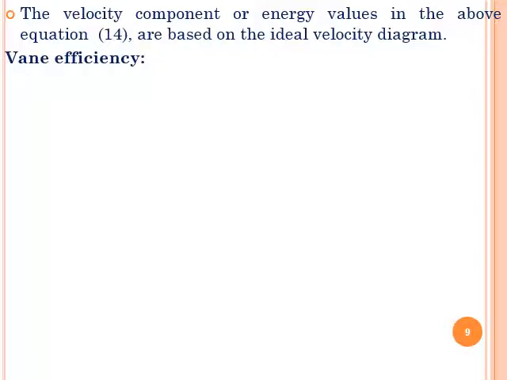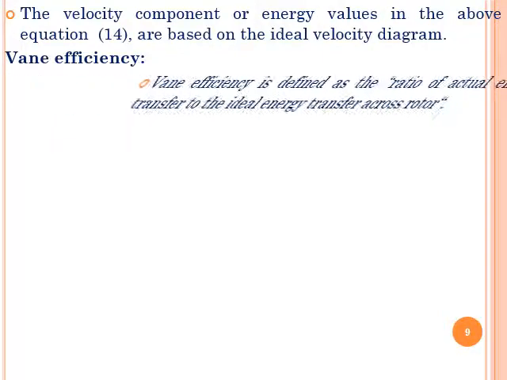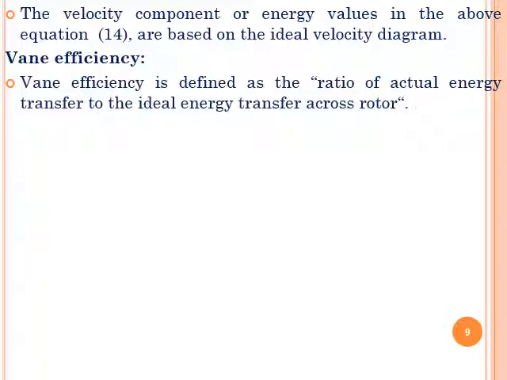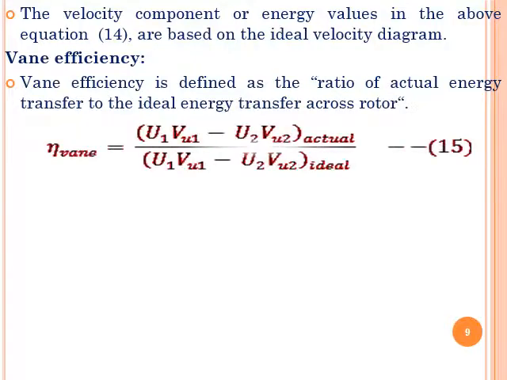Next, coming to some terms, that is vane efficiency, also called blade efficiency. The vane efficiency is defined as the ratio of actual energy transferred to the ideal energy transfer across the rotor. It is given by the actual energy transfer in a rotor, U1 VU1 minus U2 VU2, to the ideal energy transfer in the denominator. That is equation number 15.